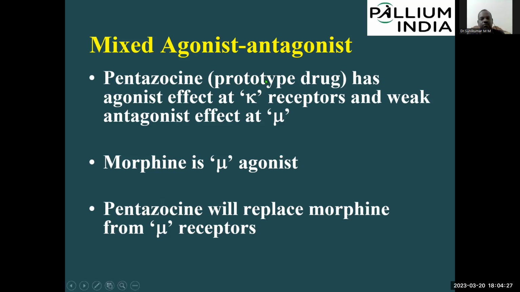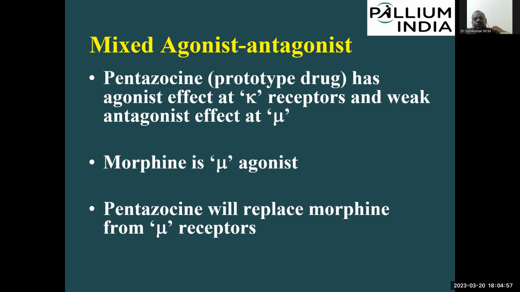So the pain relief would then be only due to kappa receptor, the action of pentazocine on kappa receptor. But opioids which are acting on mu receptors are the potent opioids: fentanyl, methadone, morphine. Those are potent opioids because they act on mu receptor. But here what happened? Pentazocine has displaced morphine from the mu receptor, and now pentazocine is acting as an antagonist.